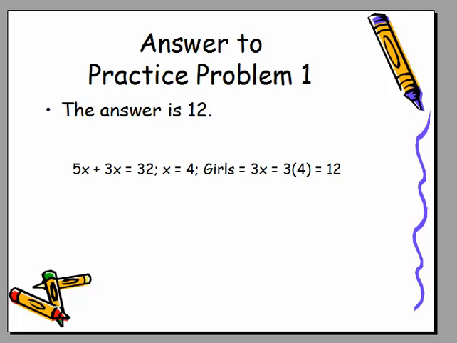Answer to practice problem 1, the answer is 12. 5x plus 3x equals 32. That gives 8x equals 32. Dividing both sides by 8 gives x equals 4. The number of girls is 3x, which is 3 times 4 equals 12.